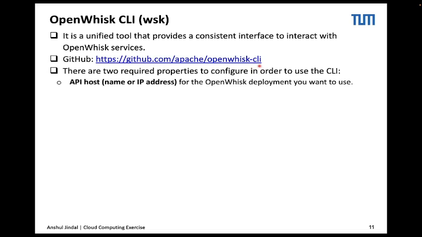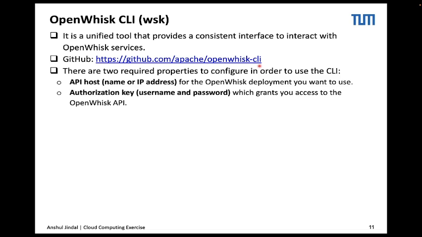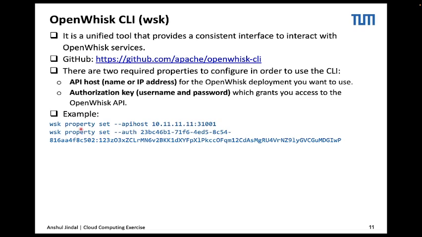Within the OpenWhisk CLI, you have to configure 2 parameters. One is the API host, and the other is the authorization key. The API host is the master node IP address plus the port number, and the authorization key is the username and the password combined together. So for example, here, Whisk property set API host, the master node IP plus the port number, and then the authorization key, which is a combination of the username and the password.